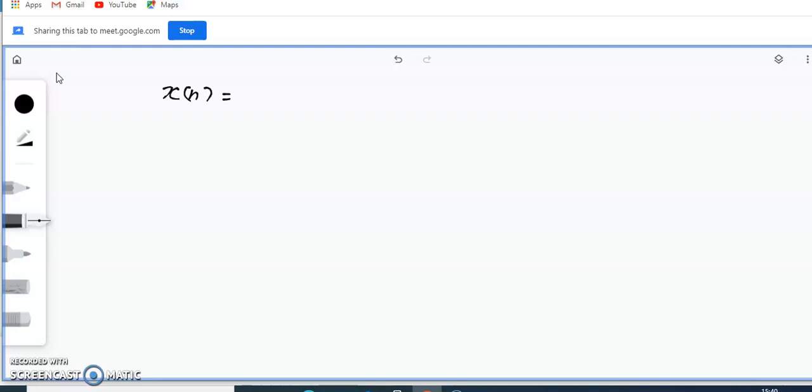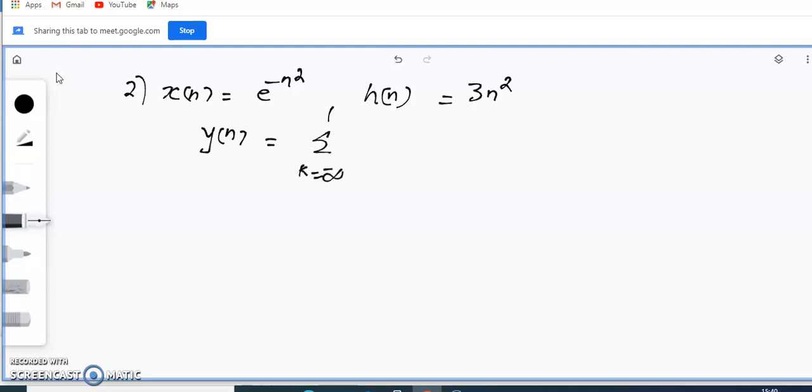x of n is equal to, this is the second question, you can note it down, x of n is equal to e raised to minus n square and h of n is equal to 3n square. Okay, x of n is e raised to minus n square and h of n is equal to 3n square. So you are asked to find the convolution. The basic and first step in every question will be writing the known equation. So we know the equation here. y of n is equal to sigma k is equal to minus infinity to infinity x of k into h of n minus k.